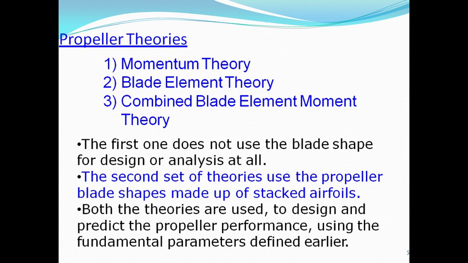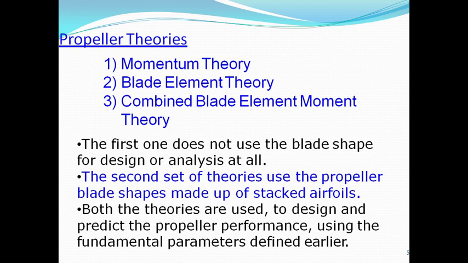This slide shows the theories. There are 3 popular theories. Basically, these 3 can be coupled into 2 categories. The first one is the momentum theory, the second one is the blade element theory, and the third one is the combination of the above 2, that is the momentum theory and the blade element theory. The first theory is very simple and easy to understand, and it is proposed by Froude. So this is also called Froude's momentum theory.